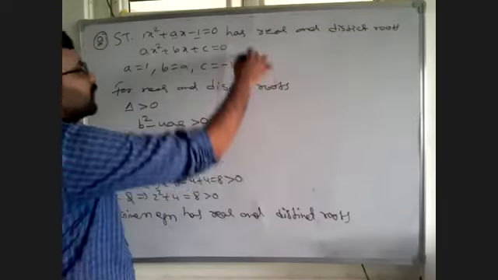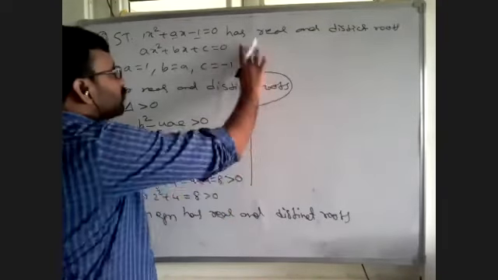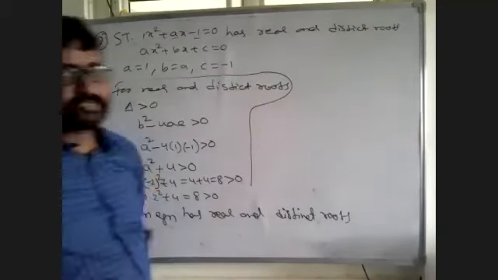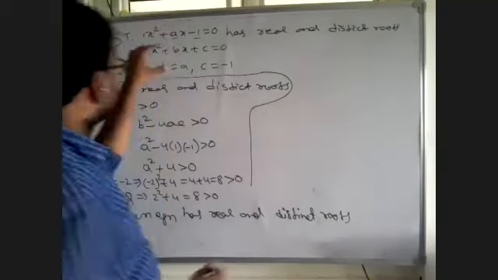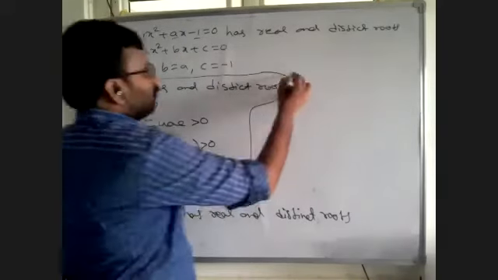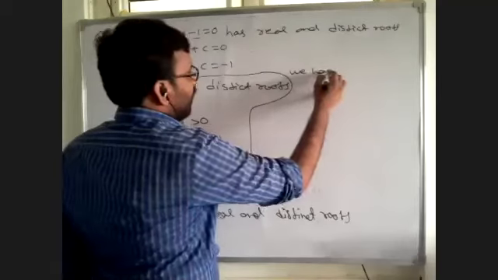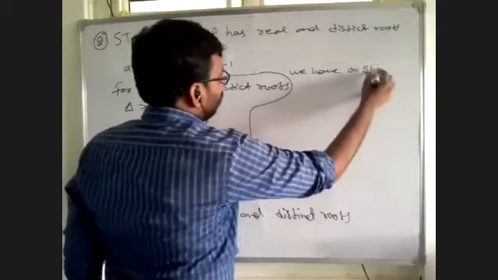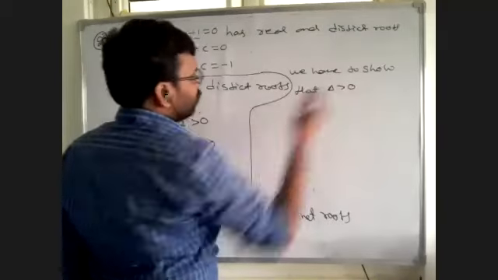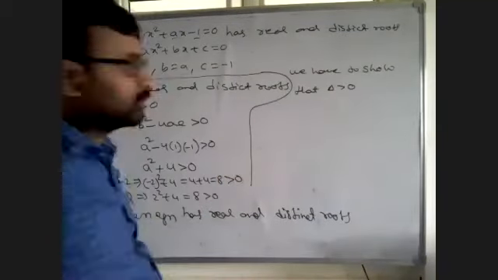One more way I am taking. Up to here it is the same, and after that, what is the change? To show this is having real and distinct roots, we have to show that delta is greater than 0.